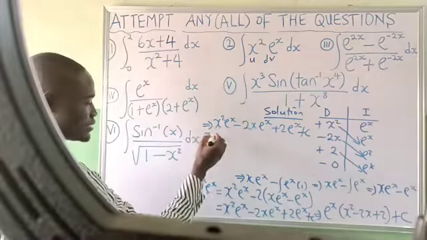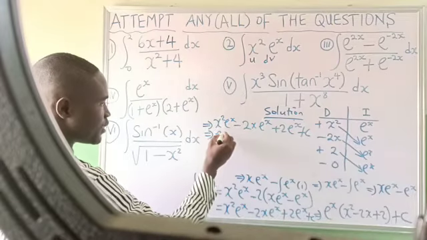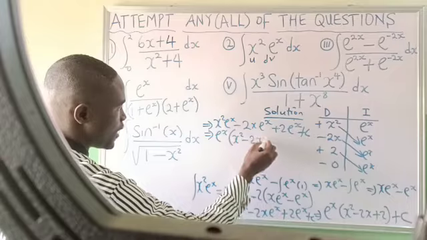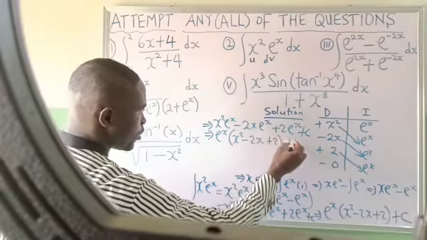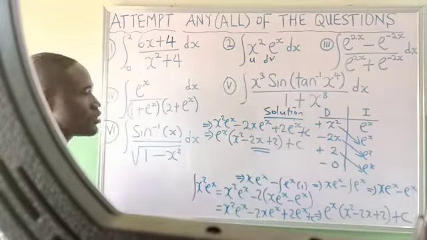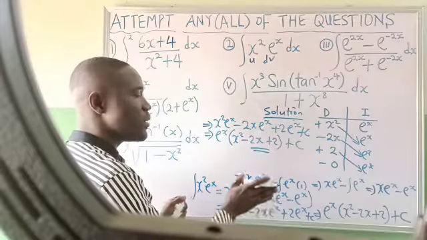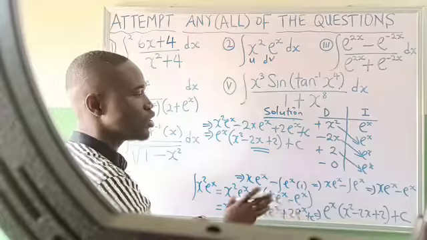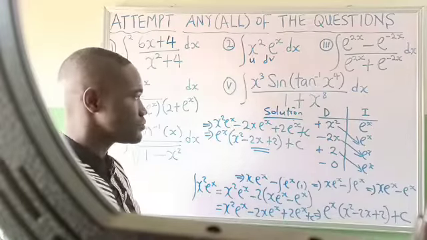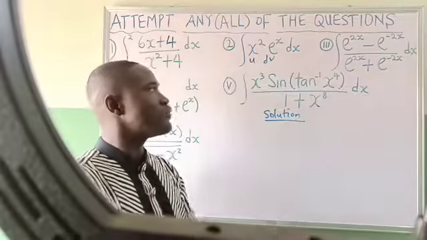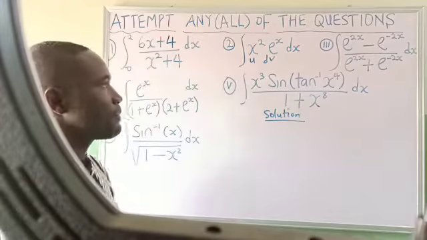Or you factorize: exponential x bracket x squared minus 2x plus 2, plus c. So with this method, it will make your work easier for you, and you will not waste your time. We go to question number 3. Let's see how to solve this question number 3.